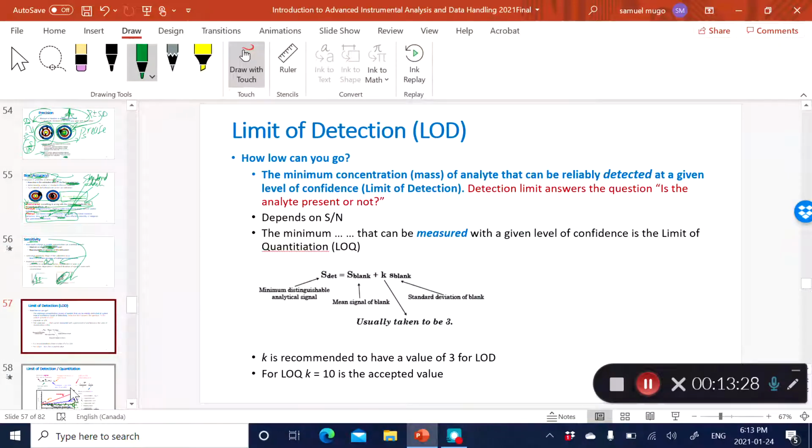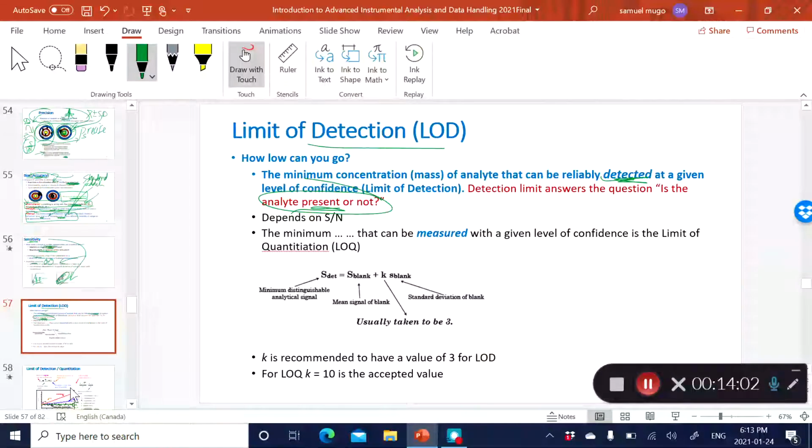Another figure of merit is what you refer to as the limit of detection, or the LOD, which refers to how low can I go in terms of determining the concentration of the analyte, in terms of how low can the instrument actually detect. So essentially, the limit of detection is trying to answer the question, is the analyte present or not, and can the instrument tell me if the analyte is present or not.